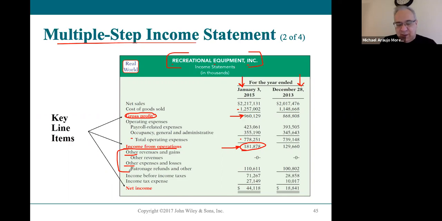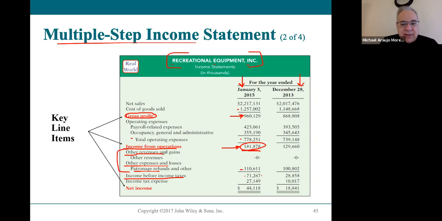Other is the category. Okay, so here they don't have any other revenue or gains, but this particular company has a large expense, what's called a patronage refund. And I'm not exactly sure what that is. All I do know is that it's shrinking its profit. Okay, again, the word income is the same as profit. So in this case, it shrunk that profit from 181 million down to 71 million. Okay, so that's a big chunk of change to take away.